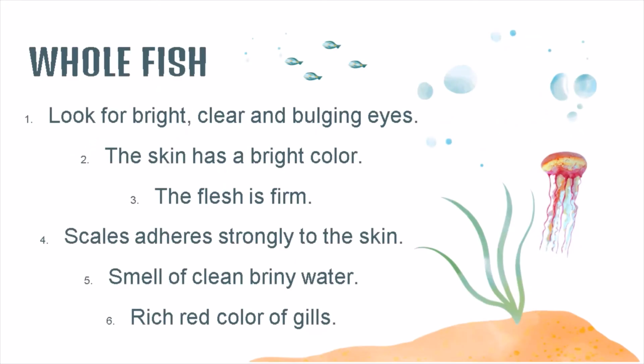Whole fish. Look for bright, clear, and bulging eyes. The skin has a bright color, the flesh is firm, scales adhere strongly to the skin, and the smell of clean, briny water. Look also at the gills. They should be a rich red color. If the fish is old, they will turn the color of faded brick.